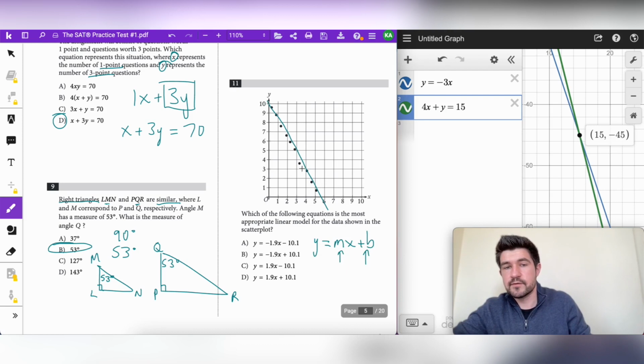Well, take a look at our picture. It's obvious that the y-intercept is somewhere up around 10 or 11. Apparently it's 10.1, but is it positive 10.1 or is it negative?